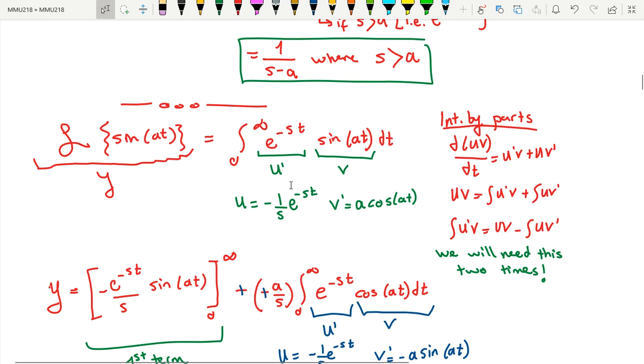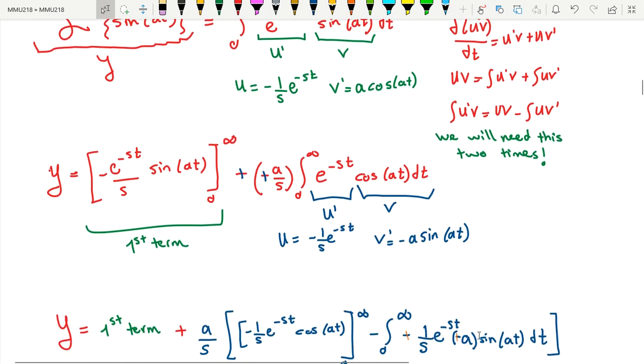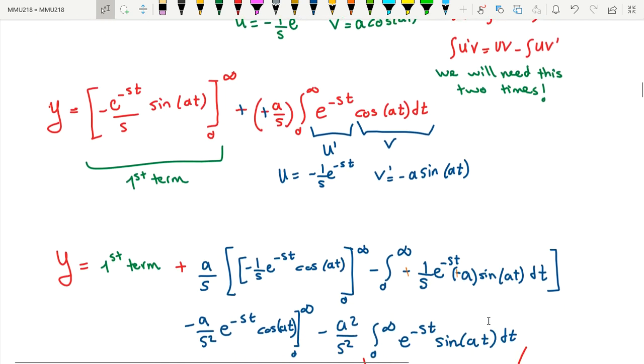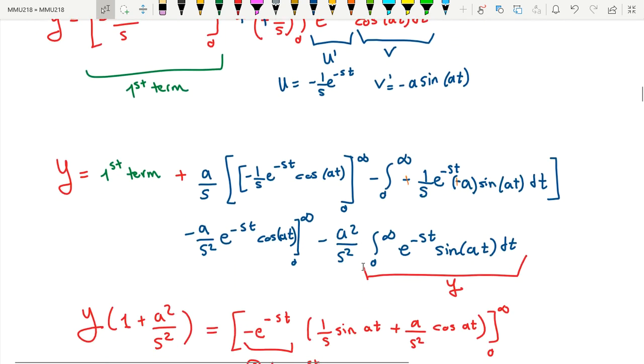Since sine and cosine and e to the power minus st type of exponential functions result in similar functions as you take derivatives and integrals, 2 times derivative of a sine function is going to result in sine, and so you go back to the original function. That's a pretty nice identity for these types of periodic functions.